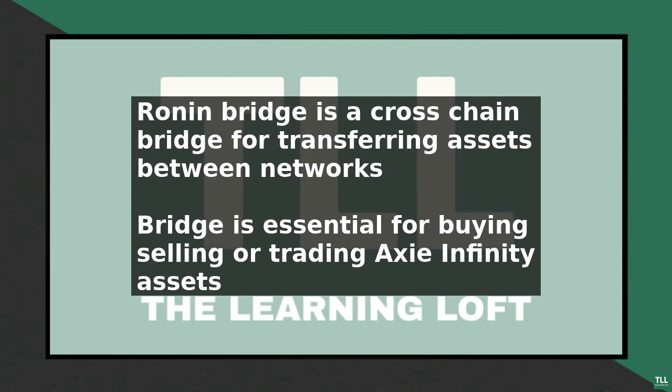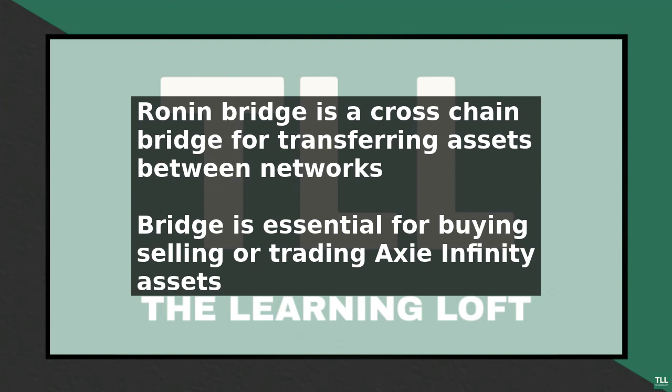For example, let's say you buy an Axie for 0.1 Ethereum and transfer it to the Ronin network using the bridge. If the transaction fee is 0.01 Ethereum, your total cost would be 0.11 Ethereum. If you sell the Axie for 0.15 Ethereum, your profit would be 0.04 Ethereum, and your ROI would be approximately 36%.